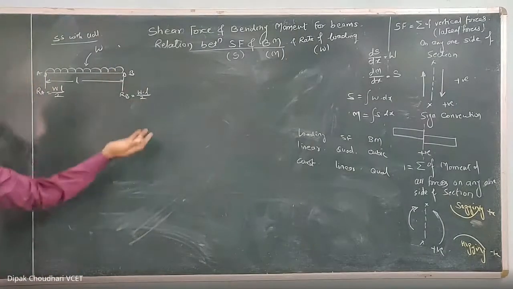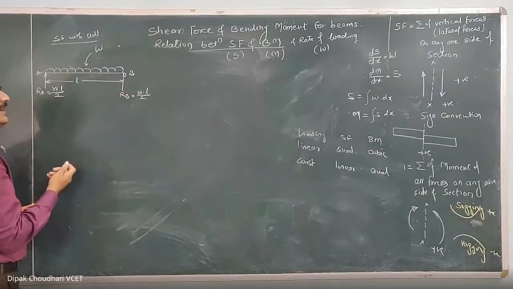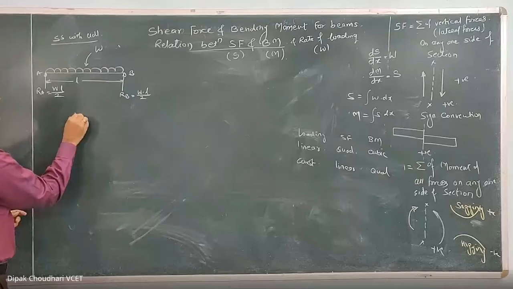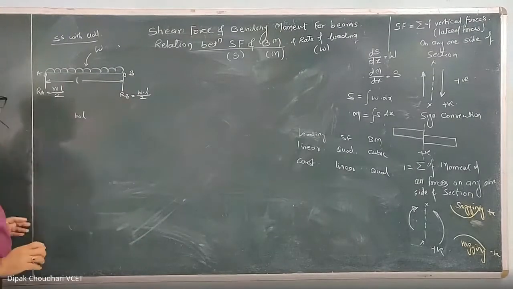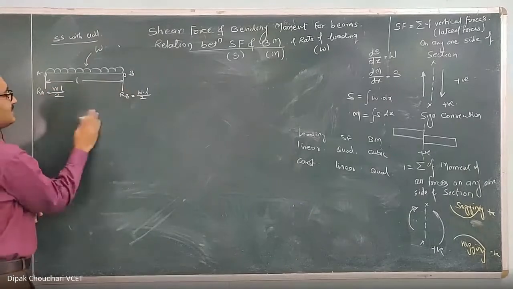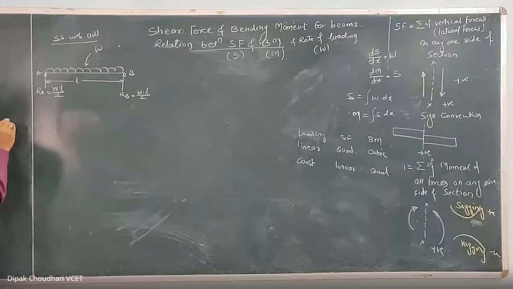And the other way: since the system is symmetrical, RA equals RB, and the total downward load is W into L, which is divided into two parts. So this is WL by 2, this is WL by 2. Understood? Now I have to draw the shear force diagram for this. I am drawing the shear force diagram.